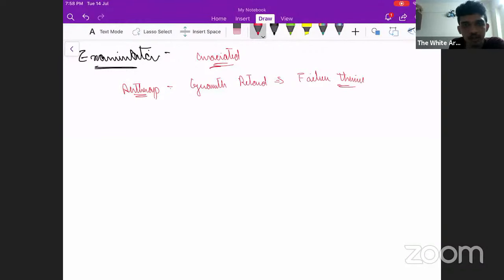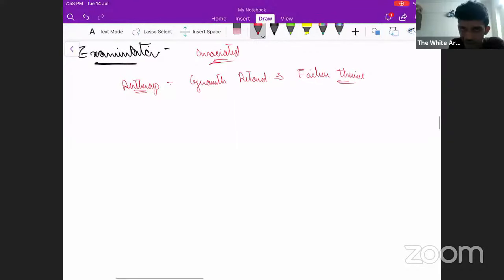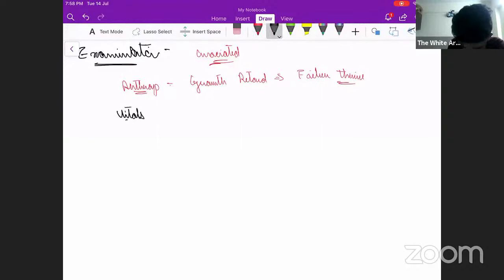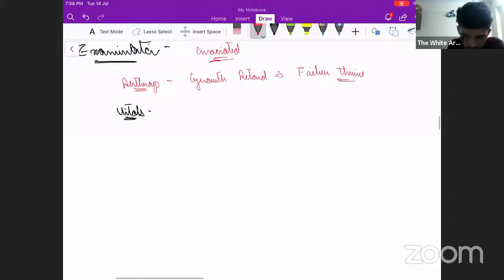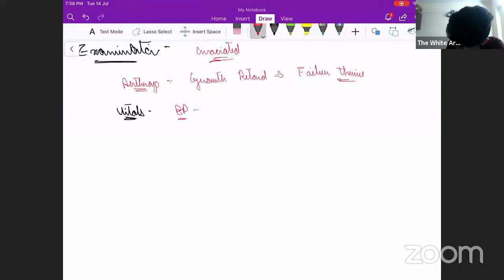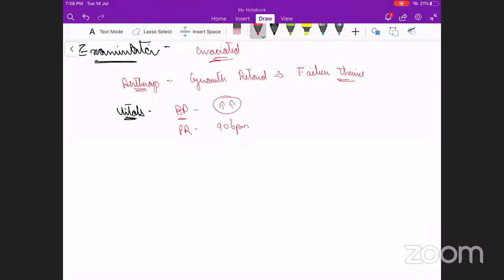Next, what will we do? Head to toe examination. Before that, vitals. Isn't it important in our case? In vitals, what all do you look for? BP, pulse rate. BP in this case was slightly high. Next, you'll ask for pulse rate. Pulse rate was around 90 beats per minute. Anything else you'll look for in the vitals? Temperature, respiratory rate.